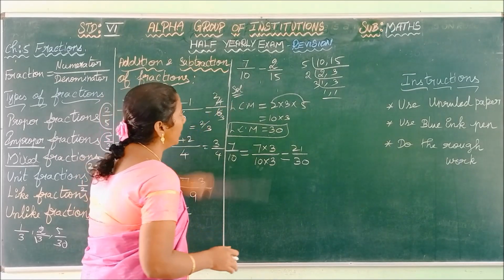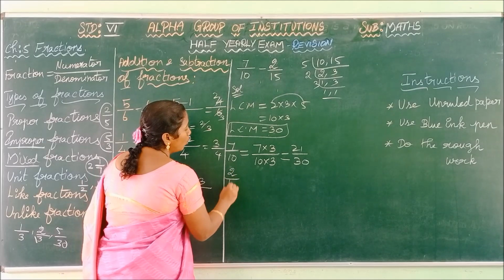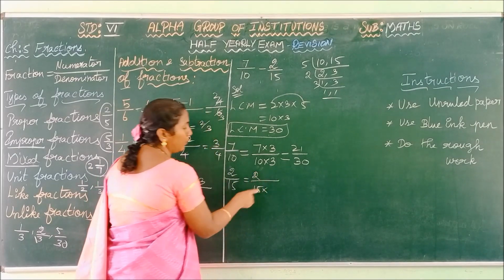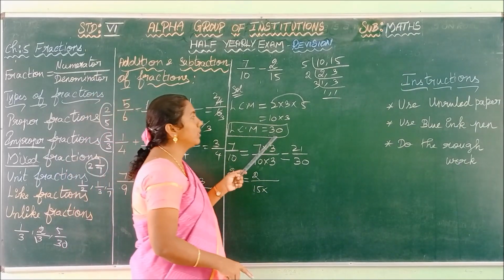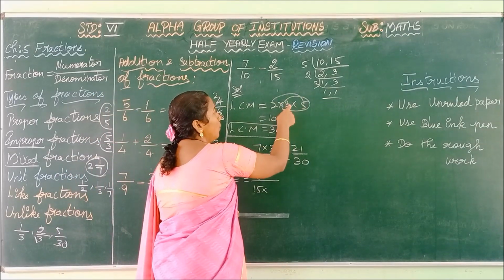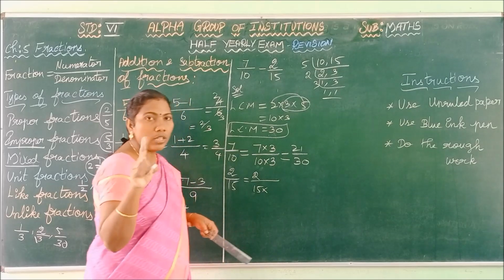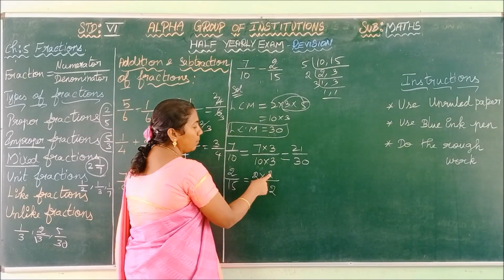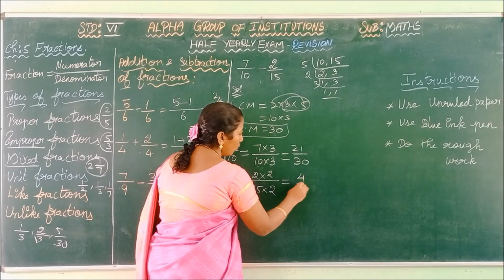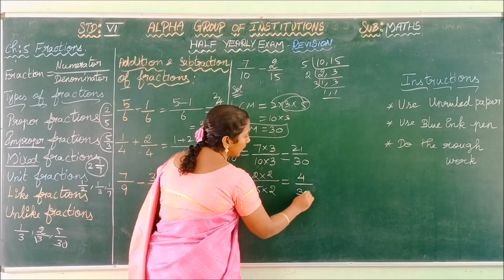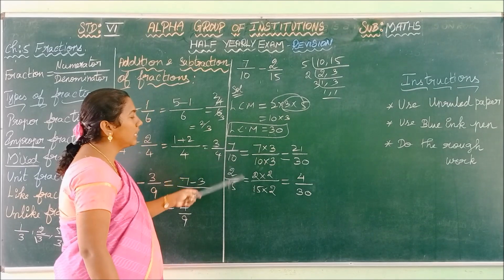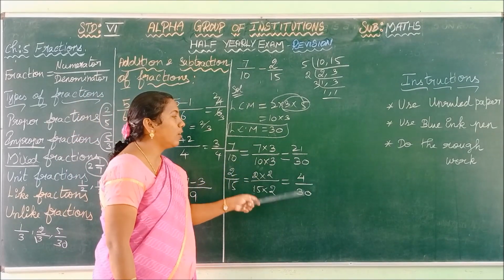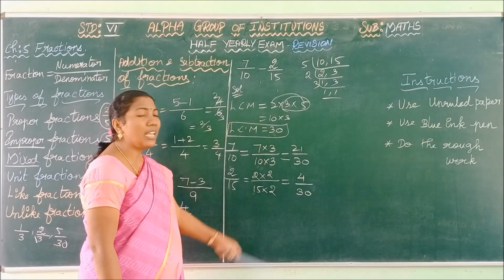Write the next fraction, 2 by 15. What should be multiplied with 15 to get the LCM 30? See here, 5 3s are 15, 15 2s are 30. So the number is 2. So multiply the denominator as well as the numerator by 2. So 2 2s are 4, 15 2s are 30. Thus we have converted the given fractions into equivalent fractions by making the denominators the same. So they became like fractions.